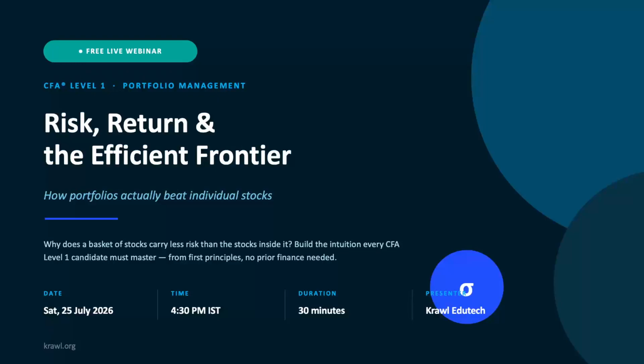Welcome in. Over the next half an hour, we are going to take part in one of the most beautiful ideas in all of finance. And there's a picture at the heart of today's session, a single curved line. Once you can read that line, a huge chunk of portfolio management stops being memorization and starts being obvious. You do not need any prior finance background if you are taking this session.